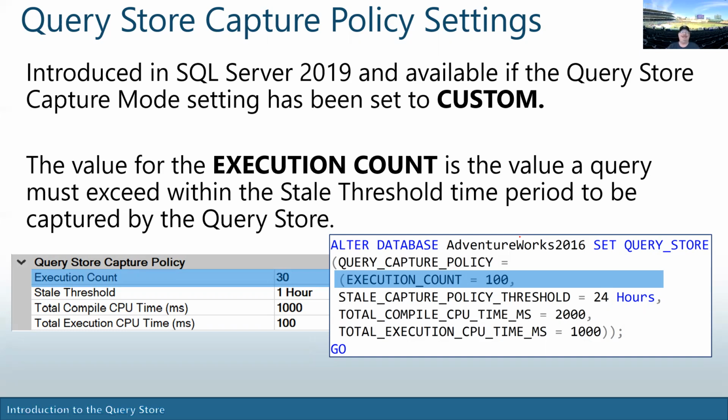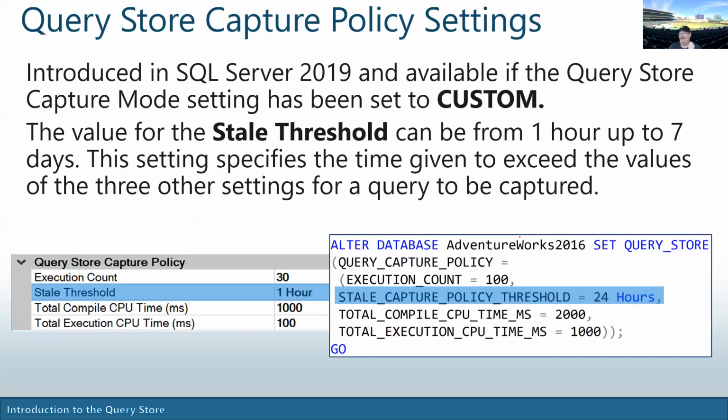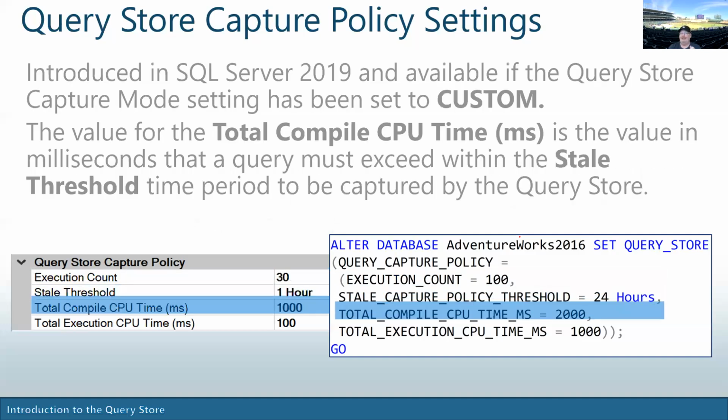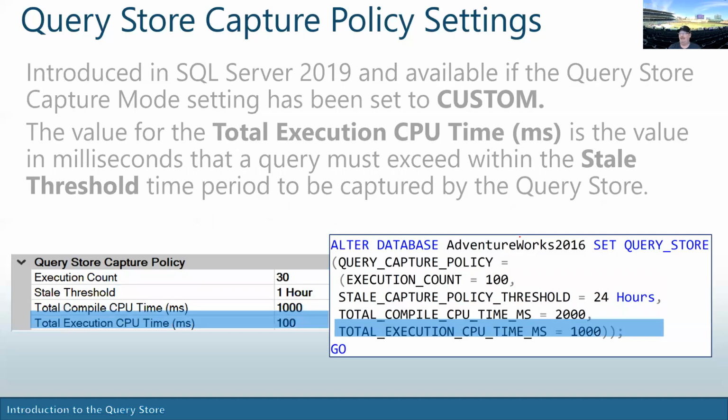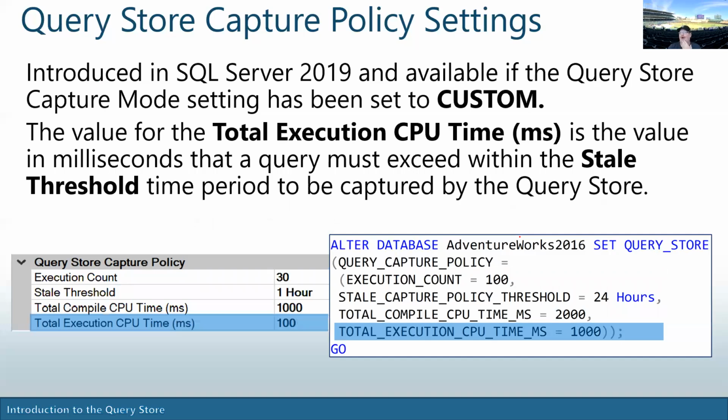So again, 2019, this is awesome because now I could say I don't want to capture every single query Bob's writing. I just want to capture... Well, look at the T-SQL code here. I really need to go back and make these match on both sides. But in the T-SQL code, we set the policy so the query has to run at least 100 times over the last 24 hours. But I only want queries that had a compile time of more than 2,000 milliseconds and an execution count of greater than 1,000.